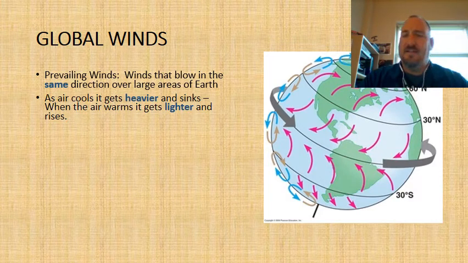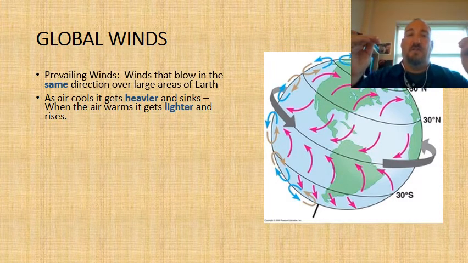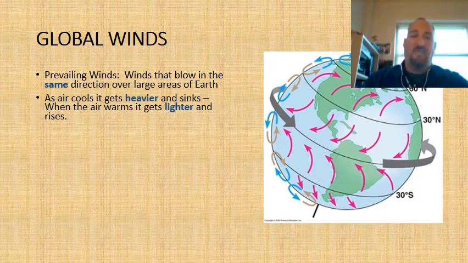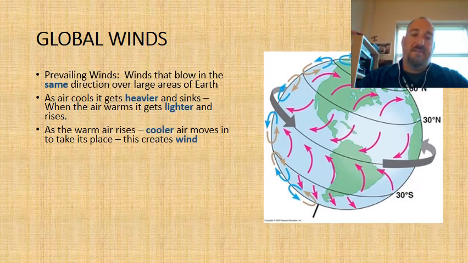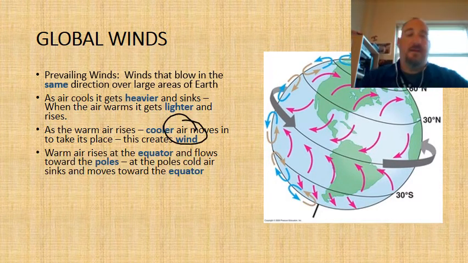As the air cools, it gets heavier and sinks, and then as the air warms, it gets lighter and rises. So the cold air is going to come in and push down underneath the warm air. As the warm air rises, the cooler air moves in, taking its place. This is what creates wind.